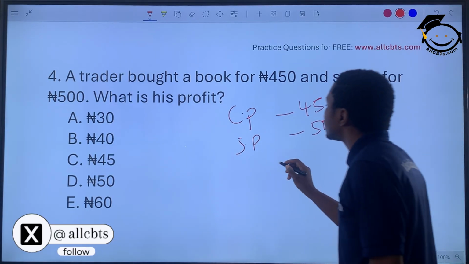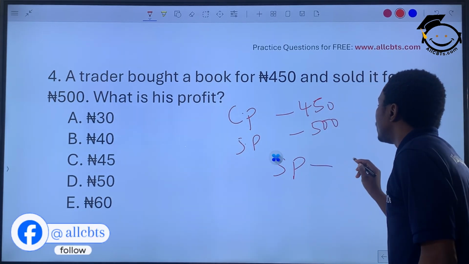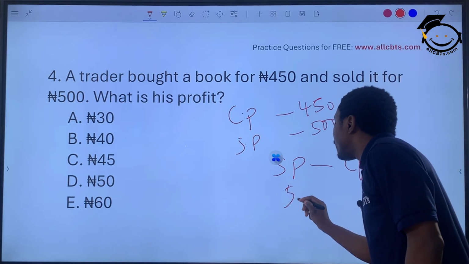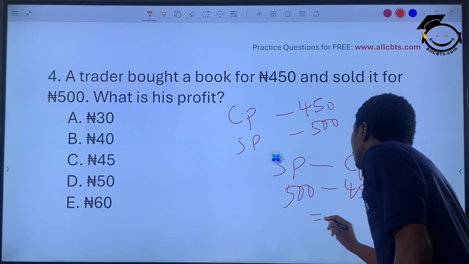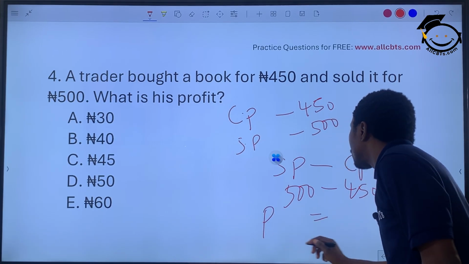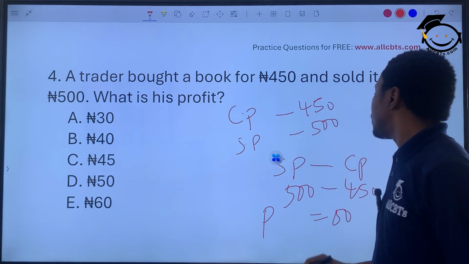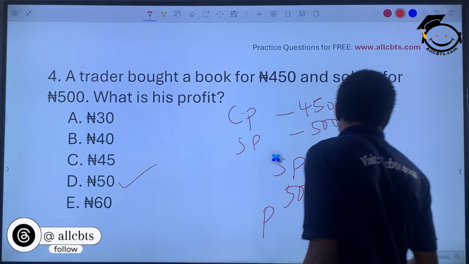That's the next question. So to know our profit, you say SP, the selling price, minus the cost price, the amount he bought it. So he sold it for 500, he bought it for 450, he made a profit, P. P is profit of what? 50 naira. So he made a profit of 50 naira.